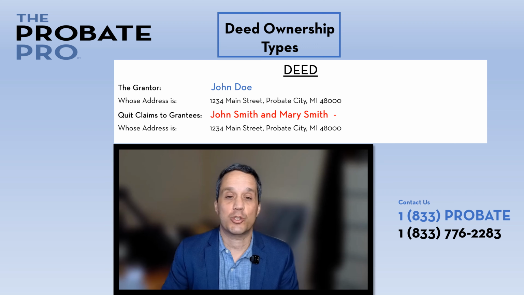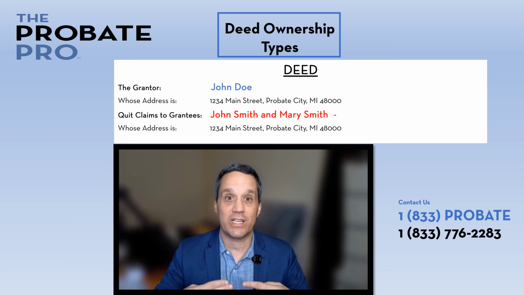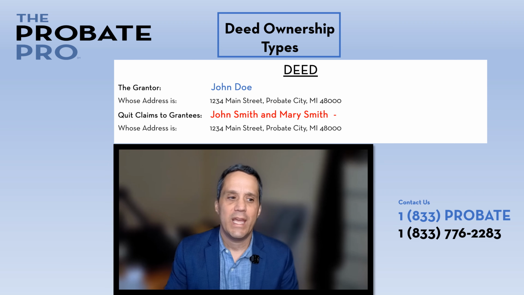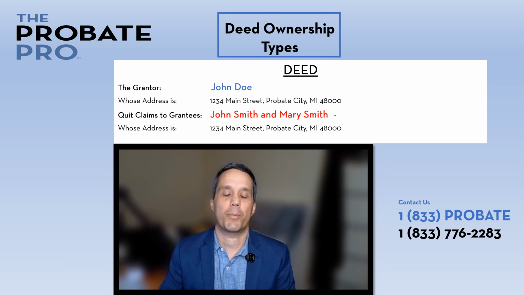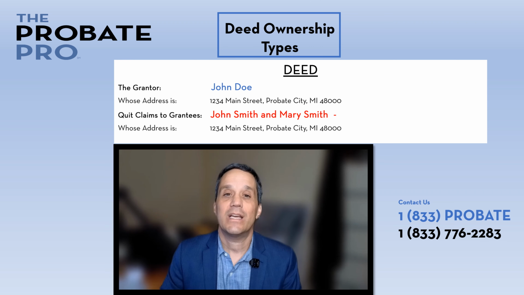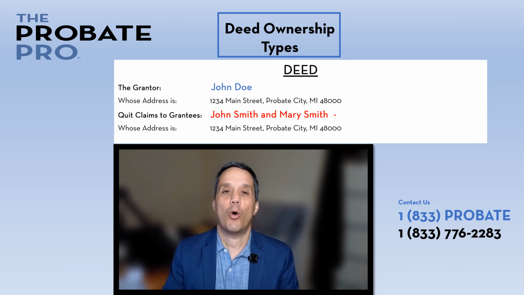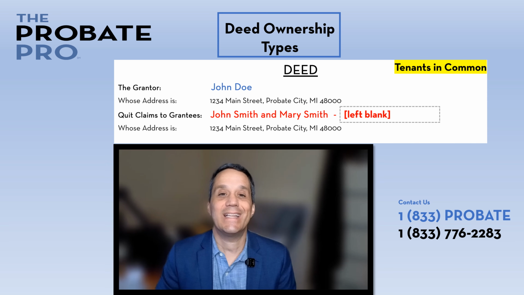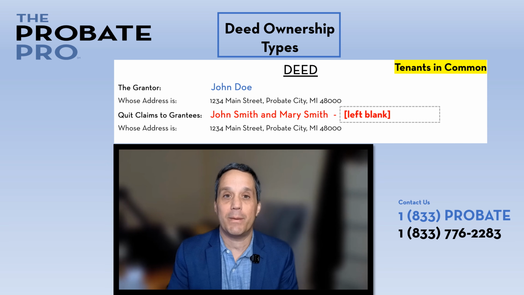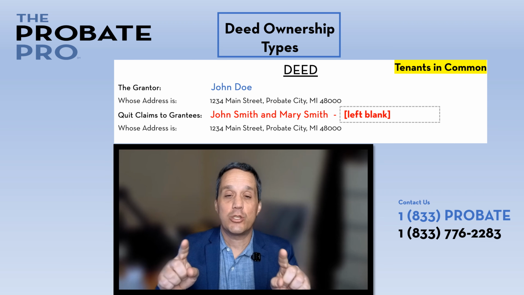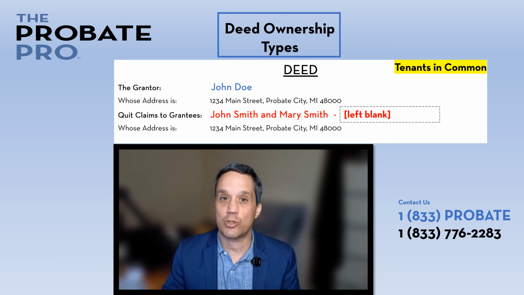In this particular circumstance, the grantor, the person conveying the property, is named John Doe. He's conveying the property to John Smith and Mary Smith. Let's assume for purposes of this conversation that John Smith and Mary Smith are not married. They're just two family members. They would own the property as what we call tenants in common. So if that information is left blank, tenants in common means that they each have a 50% interest in the property. They don't own it together, and there is no survivorship right.